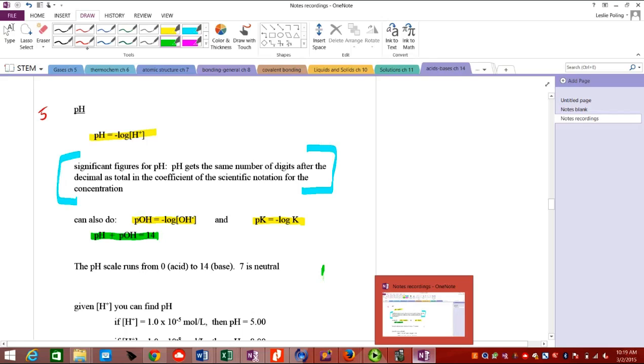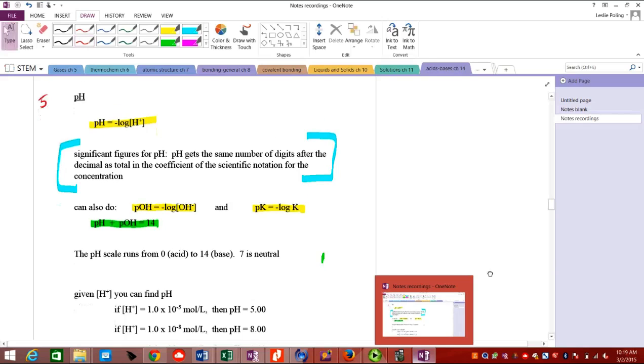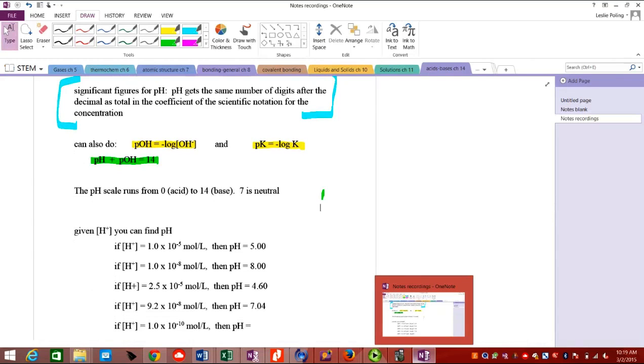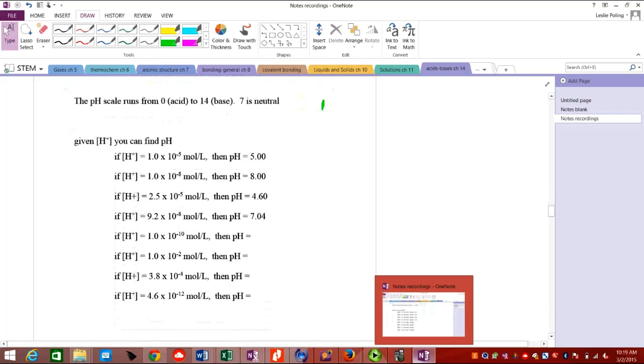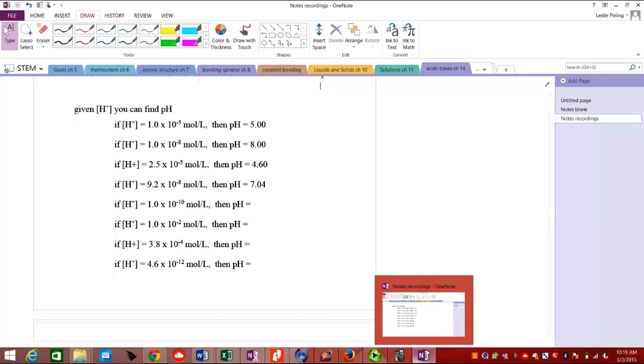Now the pH scale you're probably familiar with runs usually from 0 to 14. Acids are low, bases are high, 7 is neutral. So let's look at these. Given the H+, find the pH. Given the OH-, find the H+, like we did in the last segment, and then find the pH.